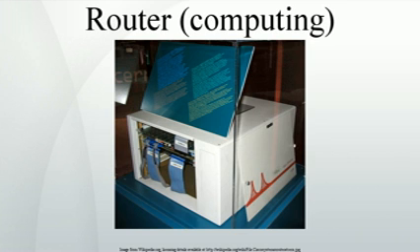A router has interfaces for different physical types of network connections, such as copper cables, fiber optic, or wireless transmission. It also contains firmware for different networking communications protocol standards. Each network interface uses this specialized computer software to enable data packets to be forwarded from one protocol transmission system to another.